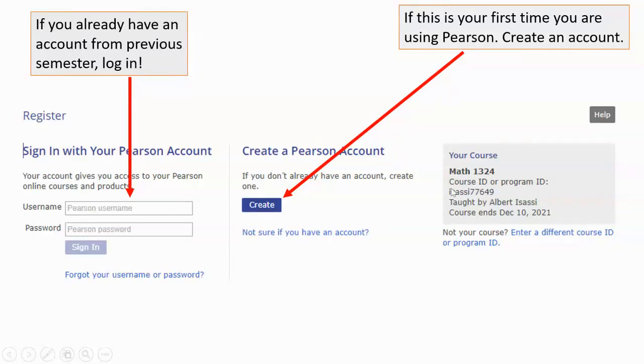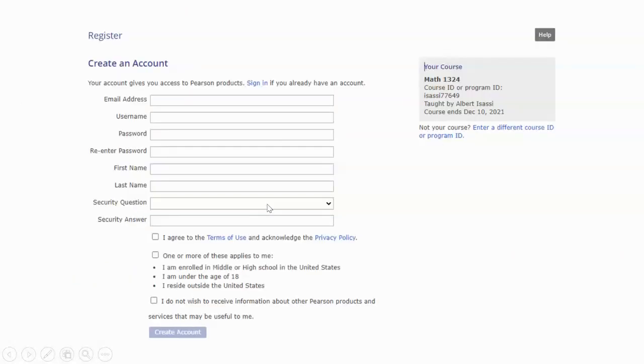And here it tells you that you're in the right course. This is Math 1324, the course ID that I entered, and this is my name, Mr. Isasi. Oh yeah, this was from the fall of 2021. So you're going to hit create. Once you hit there, it's going to give you something like this or very similar where you have to fill in all these empty boxes.